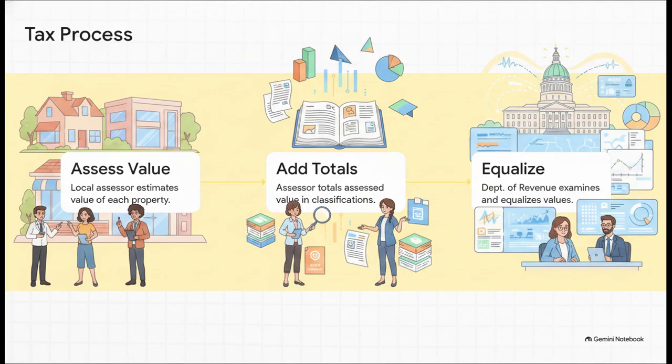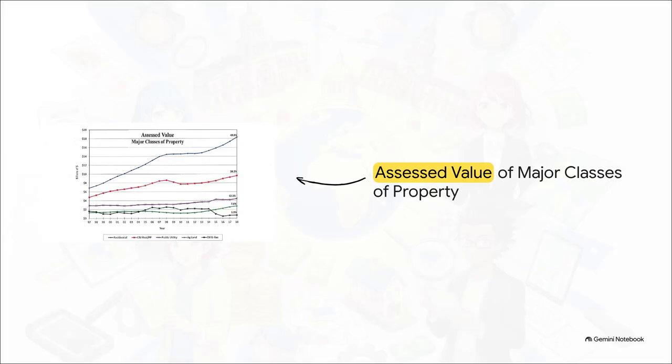And finally, Step 3, the State Department of Revenue steps in to examine and equalize these data sets just to ensure uniformity across the board. So it's very much a bottom-up process. Now, if we look historically, assessed values for residential and commercial real estate have been on a massive upward trajectory over the decades. I mean, they are skyrocketing. And as these property values climb, the critical foundation for local funding expands, which is great for the community, right? But the potential tax burden on homeowners climbs right alongside it.